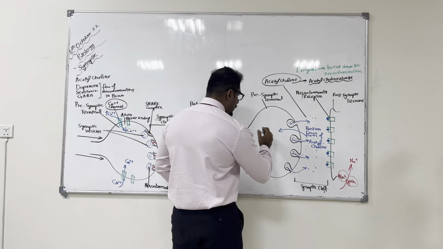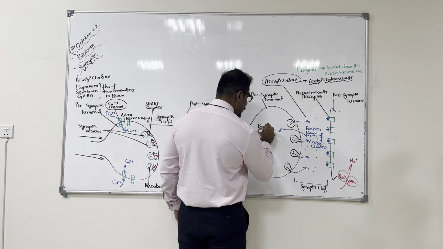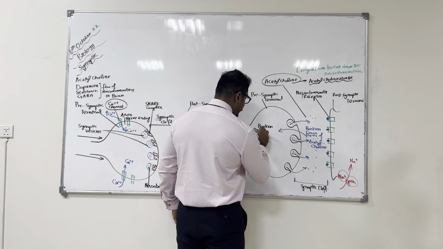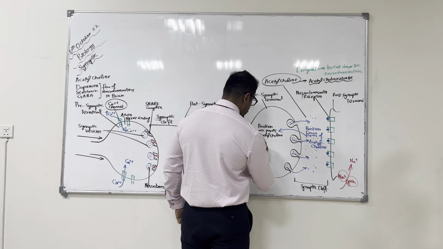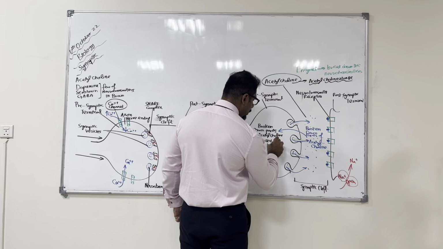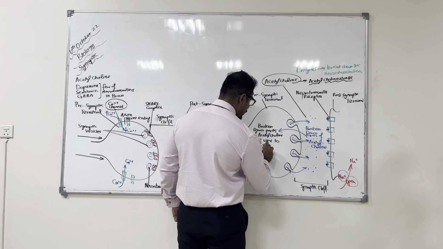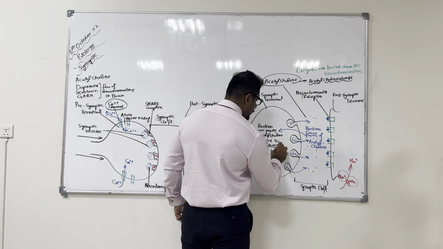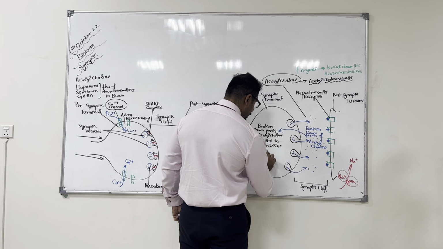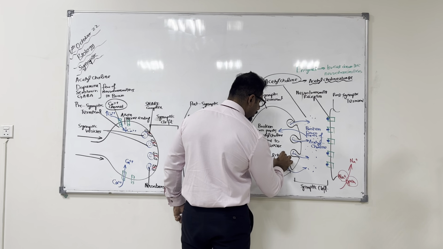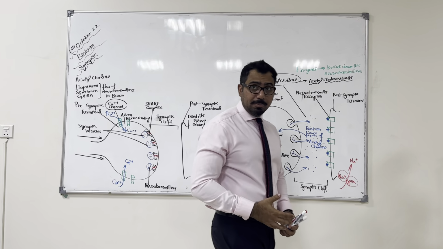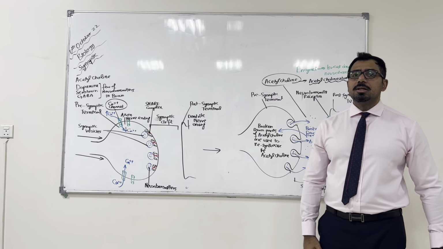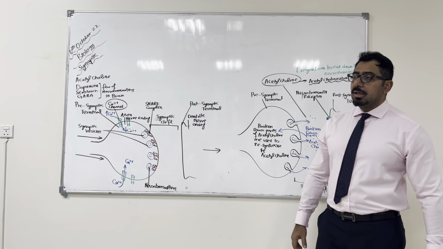So what will happen? Inside, the broken down parts of acetylcholine are used to re-synthesize the acetylcholine, so that if another stimulus comes, another nerve impulse can be transmitted. All right?